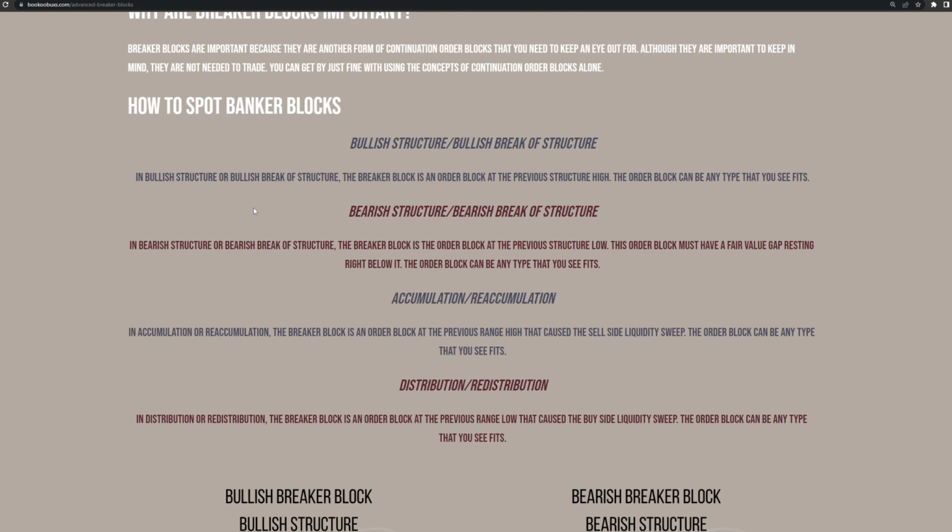How to spot breaker blocks. Bullish structure, bullish breaker structure. In bullish structure or bullish breaker structure, the breaker block is an order block at the previous structure high. The order block can be any type that you see fits. So the breaker block is an order block at the previous structure high. The order block can be any type that you see fits.